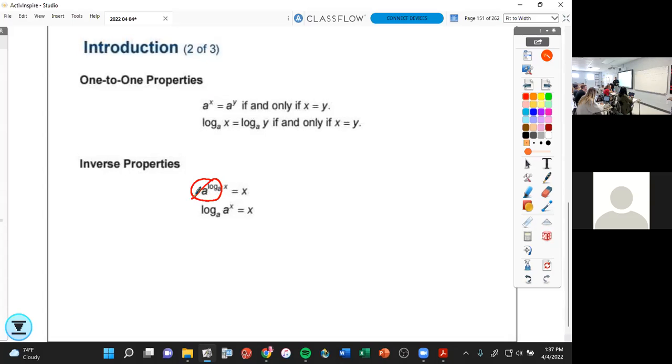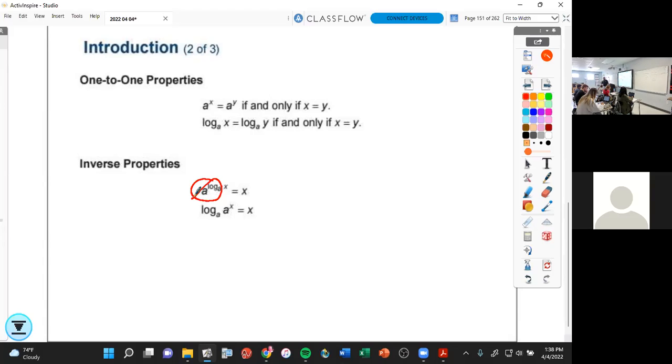See if y'all can answer. Log base a of a to the x power. Can y'all do anything with that? Ignore the right side. Log base a of a to the x power. What property can we use on this? Y'all don't remember? We take the exponent and pull it to the front. Remember that?